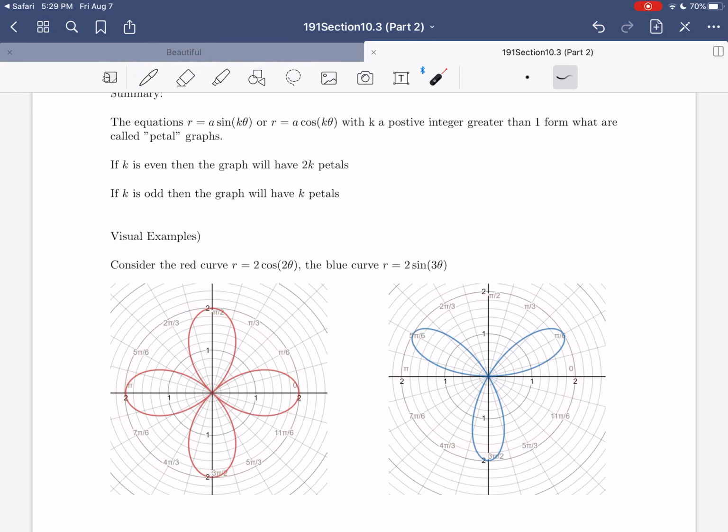You can think about how you would figure out the moment they achieve that. For example, if you wanted to know exactly what angle this tip occurs at, well, it's not too hard to do that. That's where that radius is maximized, which is where sine is equal to 1. So you would basically solve sine 3 theta equals 1, which would mean 3 theta is pi over 2, which means theta is pi over 6. And if you look at our diagram, yep, that makes sense. At pi over 6, that's the longest moment of that petal there.